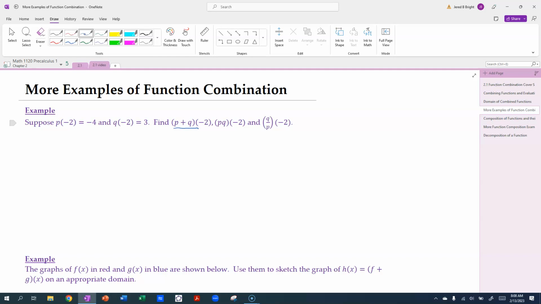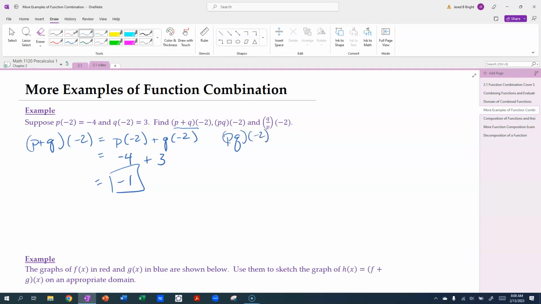Okay, so let's just do this. We want to find p plus q of -2. By definition, this is p of -2 plus q of -2. Not a big deal. According to the problem, p of -2 is -4, so just replace that with -4. Q of -2 is 3. Add: -1. Done.